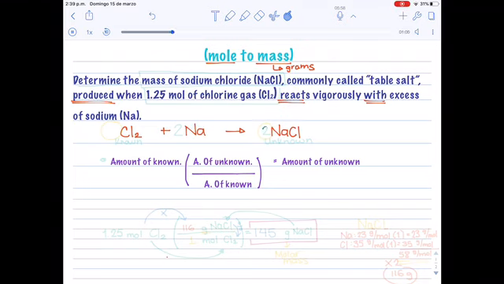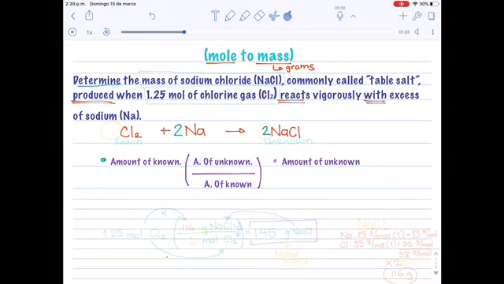We proceed to balance the equation where we need to add a 2 to sodium chloride and another 2 for sodium. As the equation is already balanced, we're going to proceed to use the same pattern as we used in mole to mole, where we're going to identify the amount of known, the fraction, and the amount of the unknown.